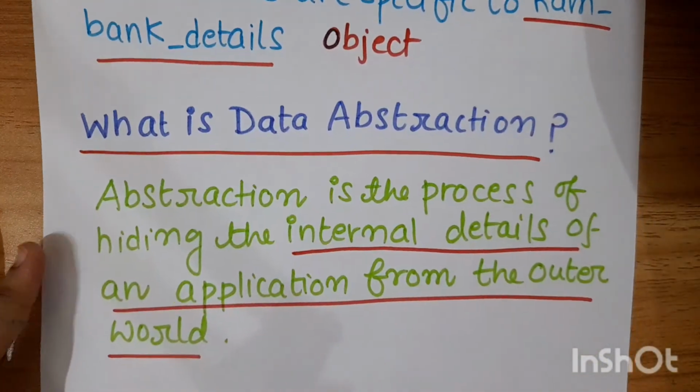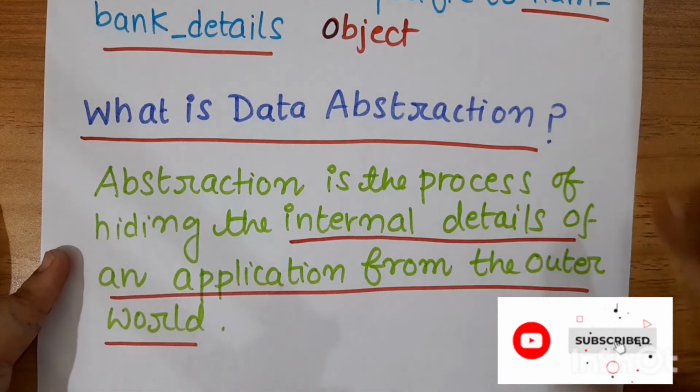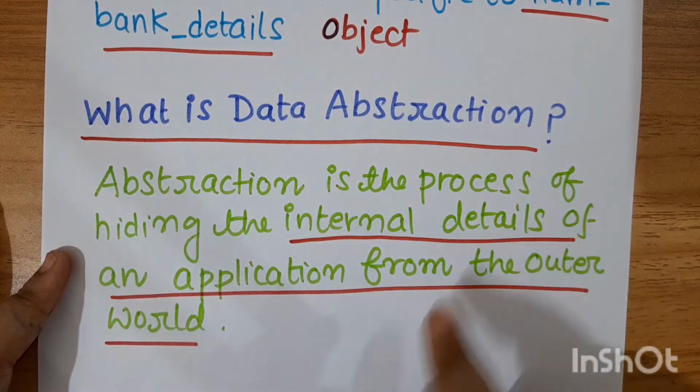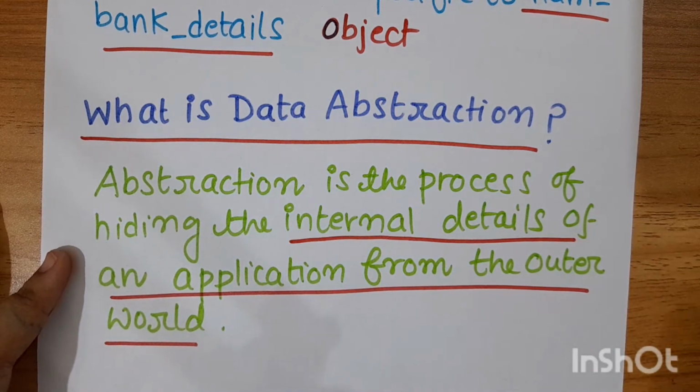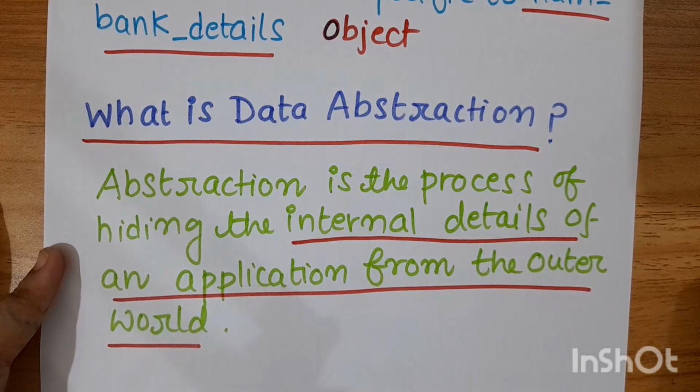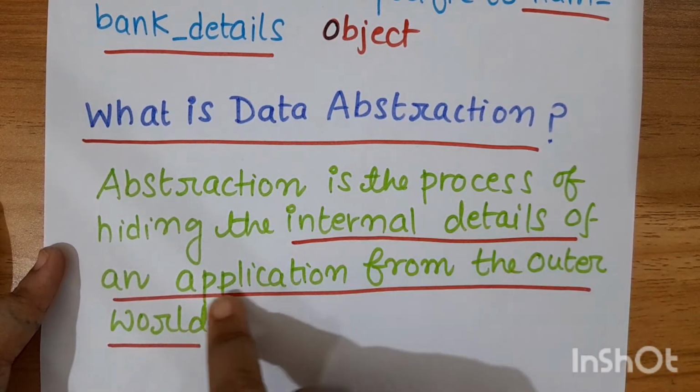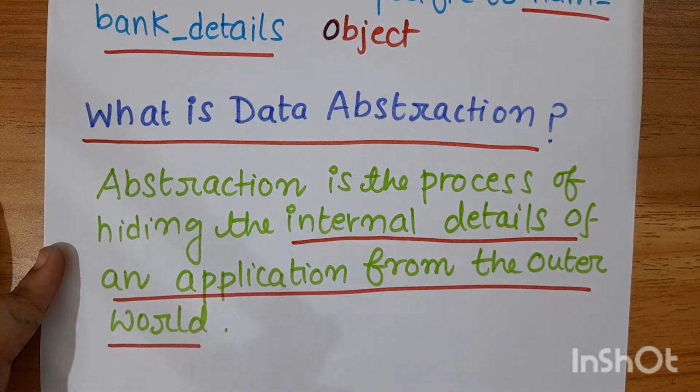Now I will talk about what is data abstraction. So abstraction is the process of hiding the internal details of an application from the outer world. Okay, so it is data hiding, hiding the internal details of an application from the outer world.